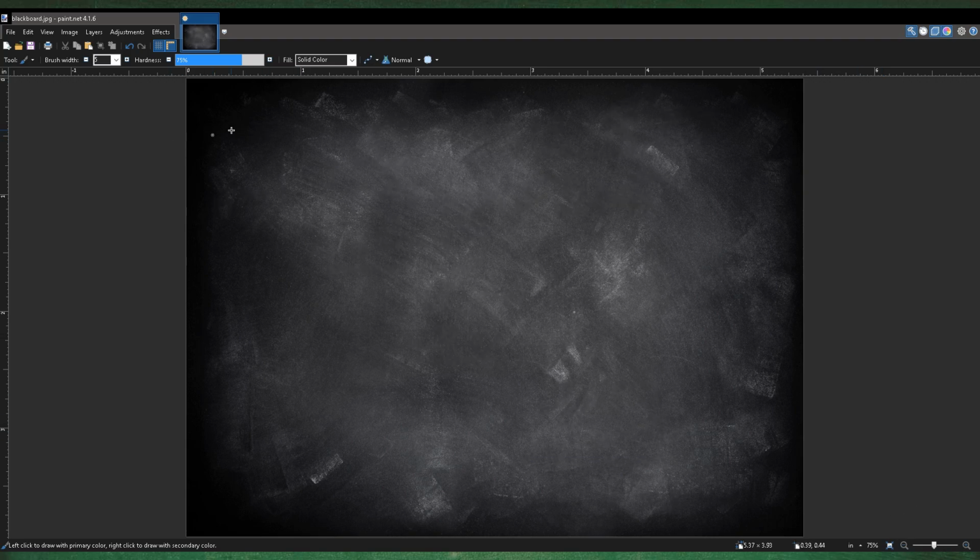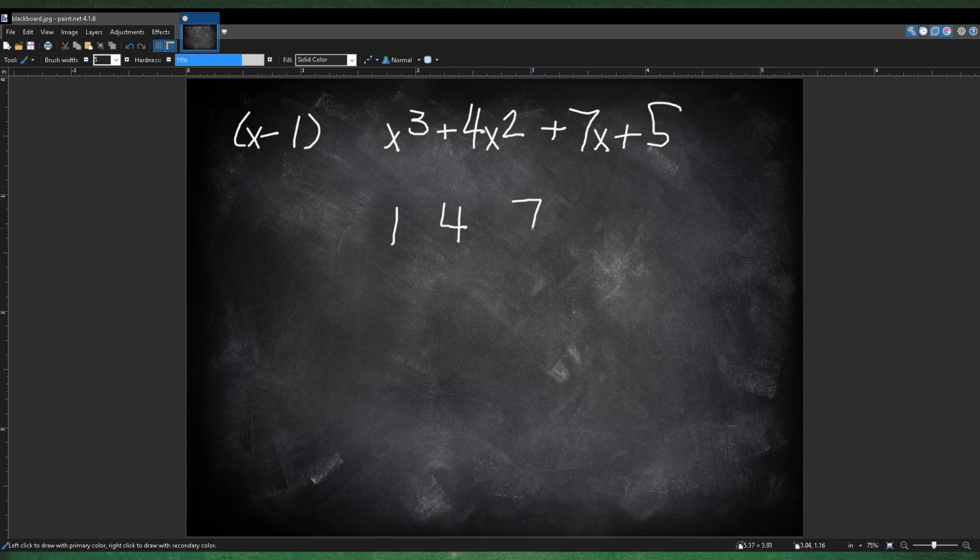Now let's do synthetic division. Synthetic division is a faster method. So what you would do is list out the coefficients of the polynomial, and you would just do it from there. So we want to divide by x minus 1, and the thing that we want to divide is x cubed plus 4x squared plus 7x plus 5. Right? So the coefficients are 1, 4, 7, and 5, in order.